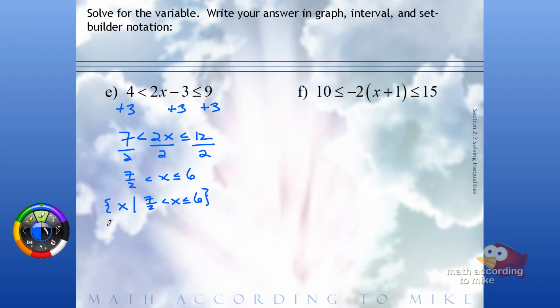When it's written like that, notice that x is between 7 halves and 6. So on our graph, we shade in between 7 halves and 6. But at the 7 halves end of things, there's no equal sign, so that side gets a parenthesis. However, on the 6 end of things, there is an equal sign, so that side gets a bracket. So we'll say parenthesis 7 halves, comma 6 bracket.